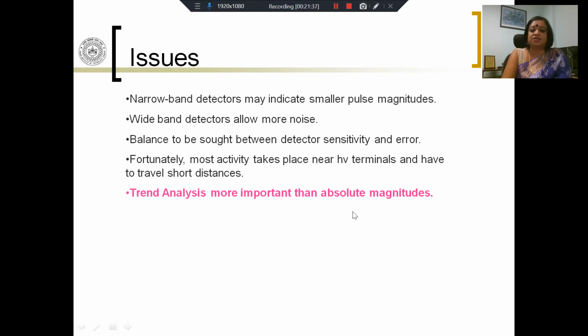Number two, this is of utmost importance. Trend analysis is more important than absolute magnitude. You cannot really say, okay, look, if I have a PD pulse of such and such magnitude, 50 pC, I'm going to shut down my transformer. You cannot come to that kind of quantitative assessment.